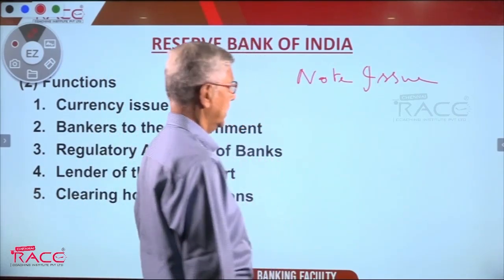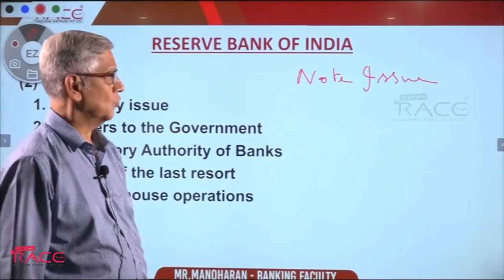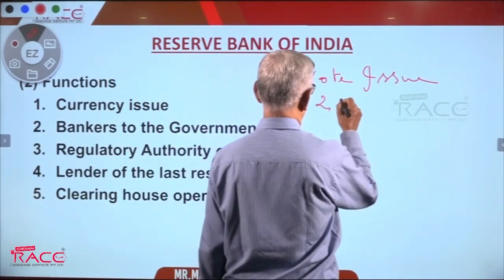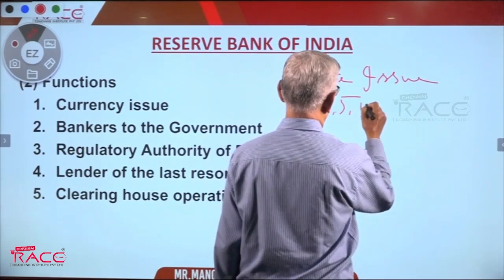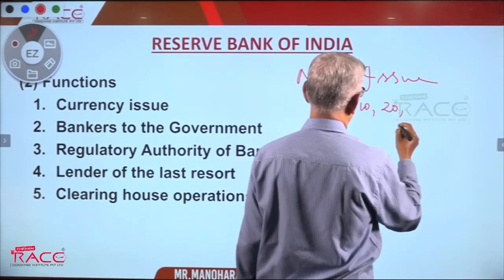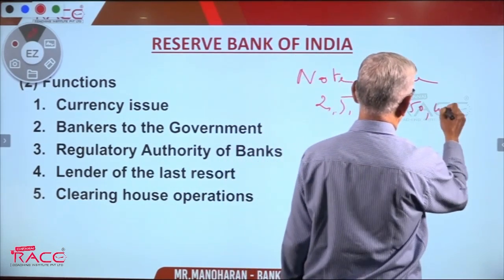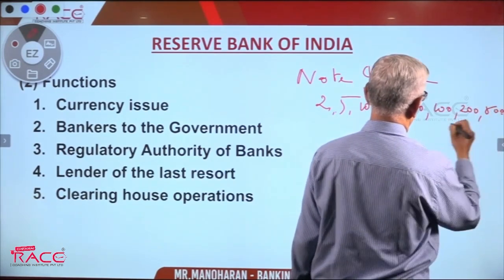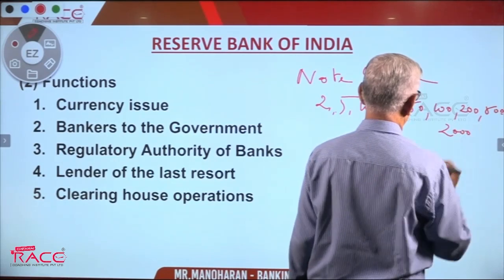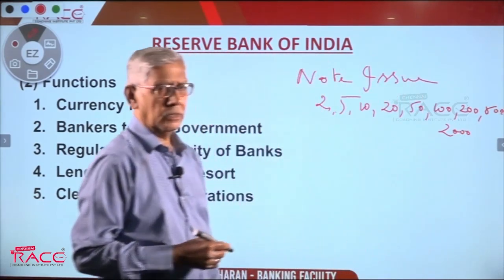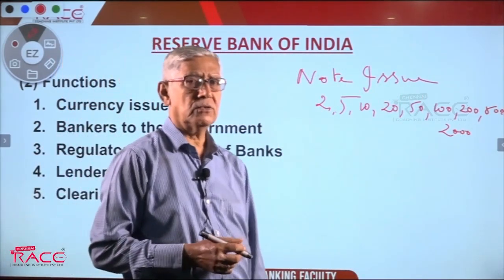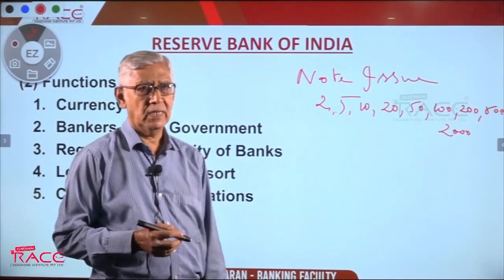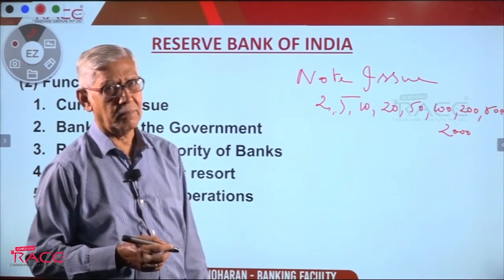RBI is the only authority who can issue notes. Notes here means currency notes in the denomination of 2, 5, 10, 20, 50, 100, 200, 500 and 2000. So RBI can issue currency notes up to denomination 10,000. Previously 10,000 currency note was there. Now it was demonetized long back.